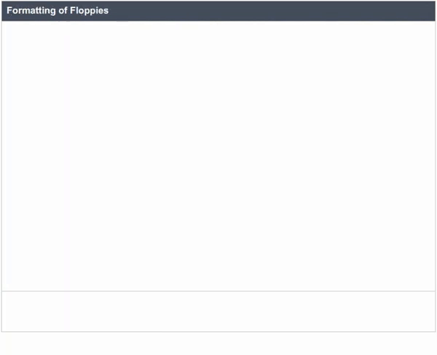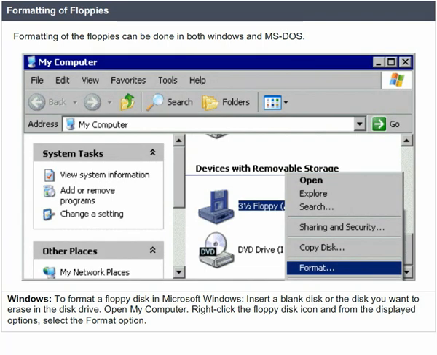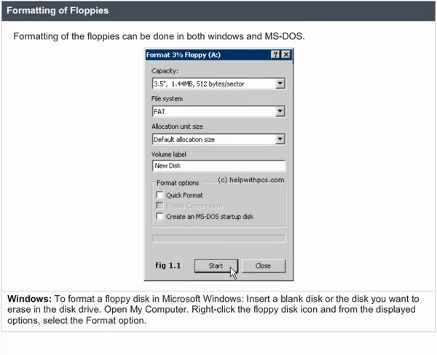Formatting of floppies. Formatting of the floppies can be done in both Windows and MS-DOS. Windows. To format a floppy disk in Microsoft Windows, insert a blank disk or the disk you want to erase in the disk drive. Open My Computer. Right-click the floppy disk icon and from the displayed options, select the Format option.